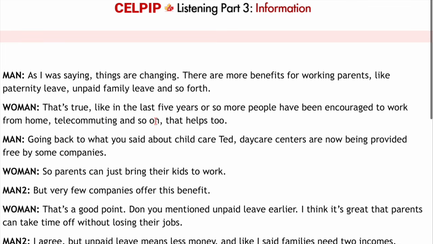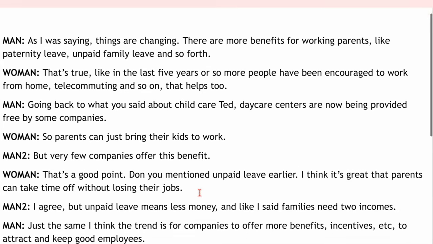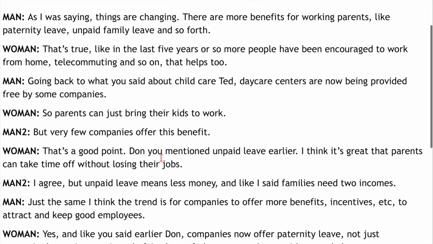That's true. Like in the last 5 years or so, more people have been encouraged to work from home, telecommuting, and so on. That helps too. Going back to what you said about childcare, Ted, daycare centers are now being provided free by some companies. So parents can just bring their kids to work. But very few companies offer this benefit. That's a good point. Dawn, you mentioned unpaid leave earlier. I think it's great that parents can take time off without losing their jobs.